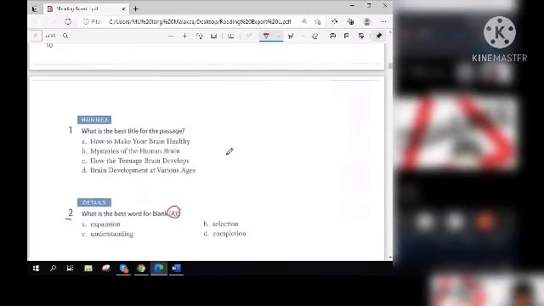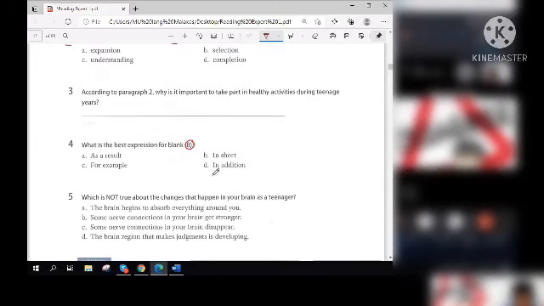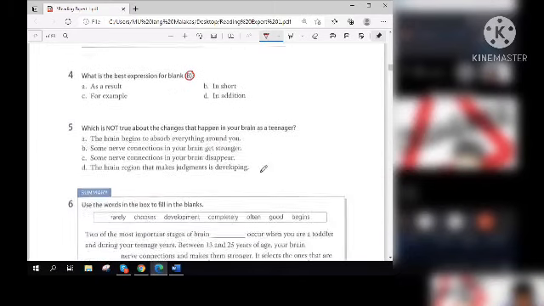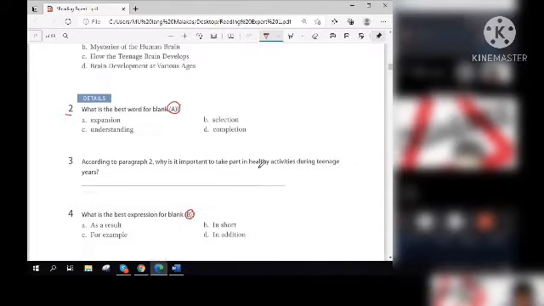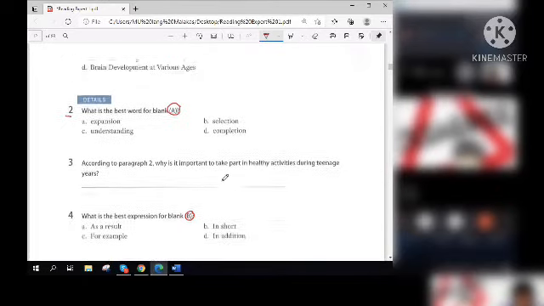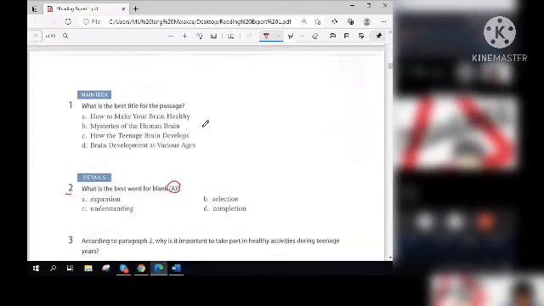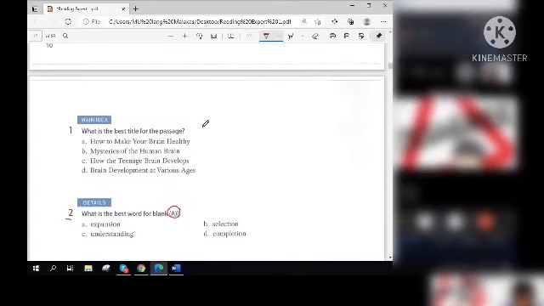Okay, next one. We will do the comprehension part. This book has a different way of checking comprehension, but don't worry, you'll get used to it. They just put everything together in this part. So in number one, Son, what is the best title for the passage if you can choose one? See how the teenage brain develops. Okay, very good. It is how the teenage brain develops.